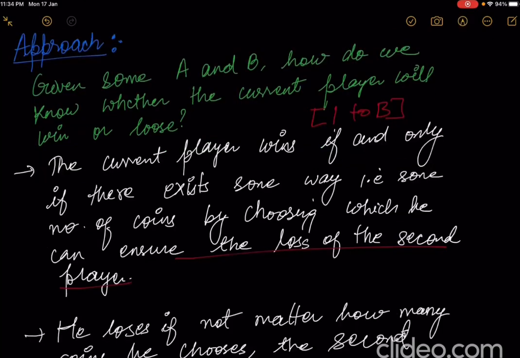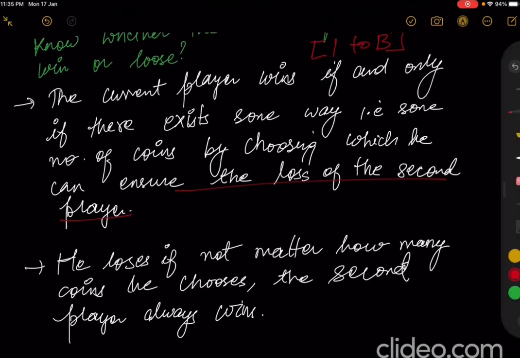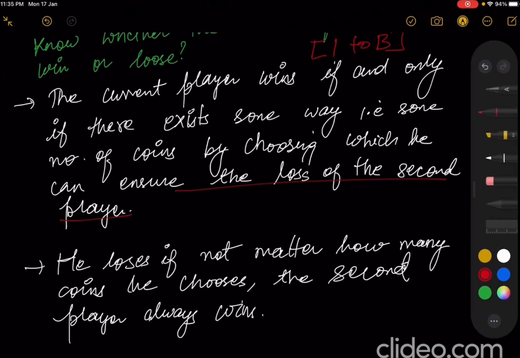Similarly, when will the current player lose? The current player will lose if, irrespective of the number of coins he chooses, which means irrespective of how many coins between 1 to b the current player chooses, the second player, or you can say the next player, is always going to win. If this condition happens, then obviously the current player will be losing the game. This is also called a losing state, or you can also call it a winning state.